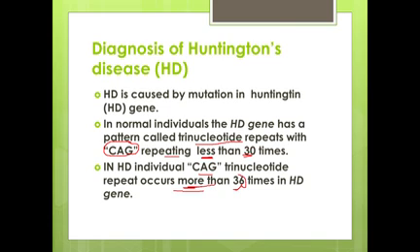So if it is present more than 36 times, then the individual will have Huntington's disease, and this can be detected much earlier, before the establishment of the disease, by using PCR. PCR will amplify that gene many times so that we have a large quantity of DNA available. Then we can sequence it and count the number of CAGs, and if their number is greater than 36, then the patient will develop Huntington's disease in due course of time.